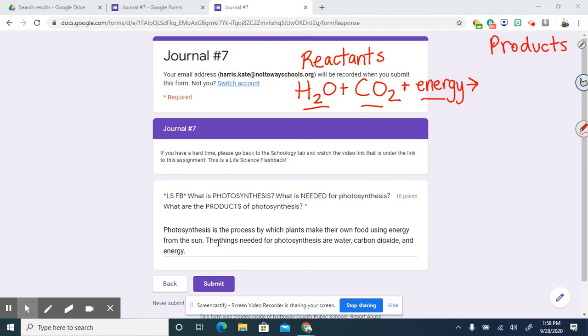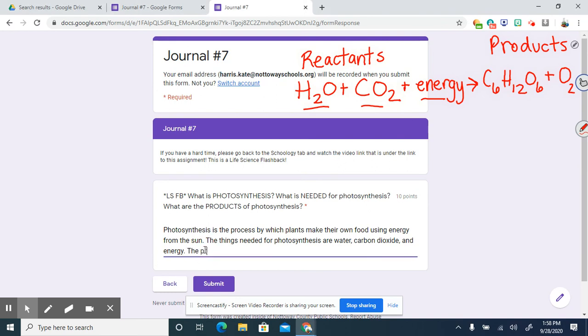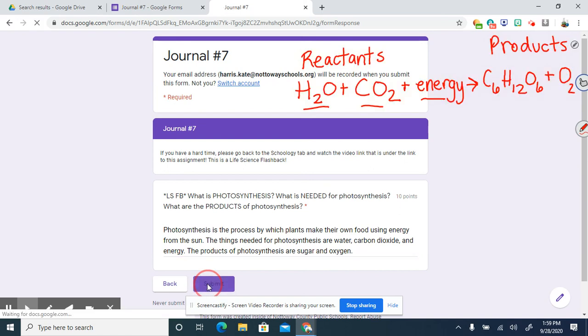So does anybody remember the chemical formula for that simple sugar that plants make? Good job. C6H12O6 is glucose. It's a very simple sugar that plants make. And oxygen, O2. So then that's what we need to add into our journal question. The products of photosynthesis are sugar and oxygen. And then you're going to hit submit.